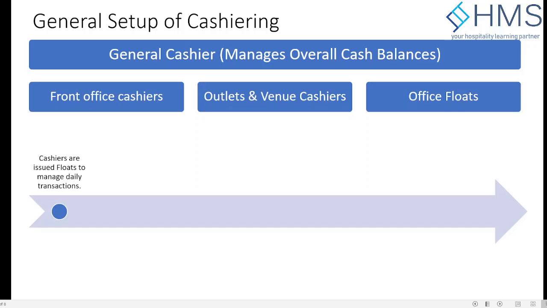So there is the overall hotel cash, which is kept in the general cashier safe, under fireproof conditions, under CCTV, under theft prevention or dacoity prevention measures, in a steel box. So all the cash of the hotel is kept in that safe, right?